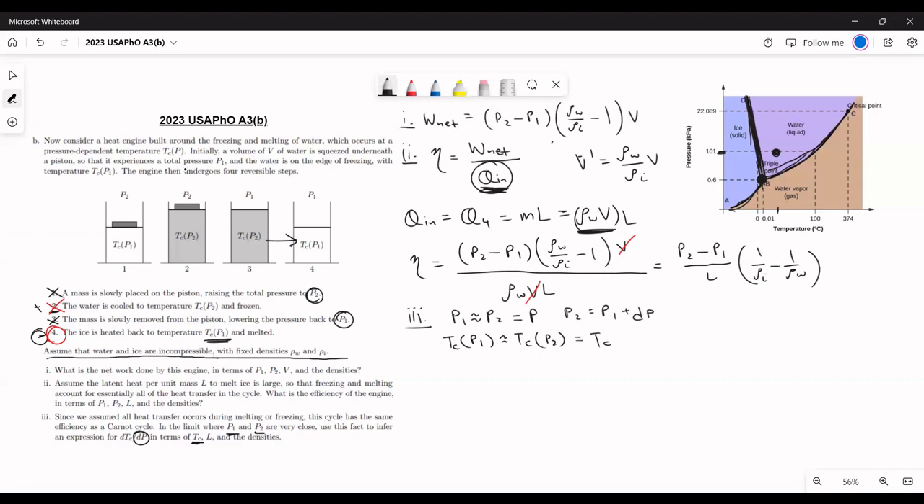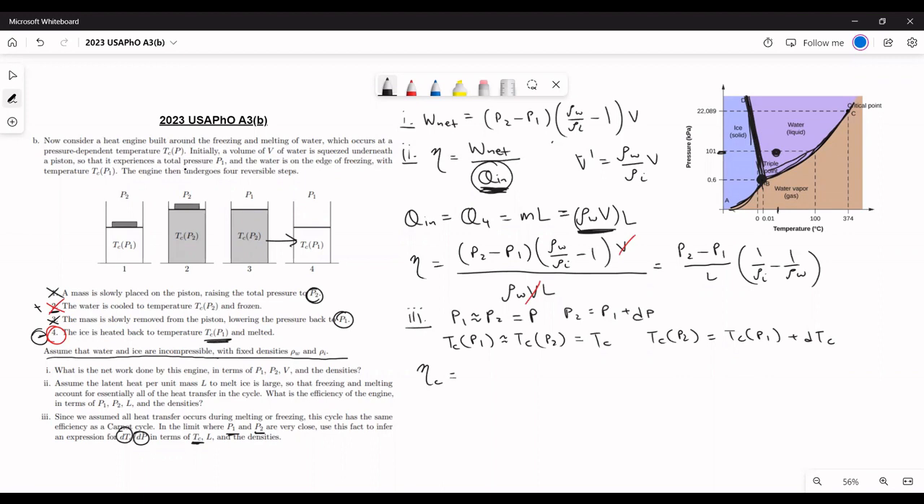And once again, we're going to want to involve dTc as well. So we can say that Tc at P2 is going to equal Tc at P1 plus dTc. Now, we want to be consistent in that we define dP as the difference between P2 and P1, and dTc as the difference between this function evaluated at P2 and evaluated at P1, so we avoid any sign errors. So now that we have all these conventions set up, we can start finding the Carnot efficiency.